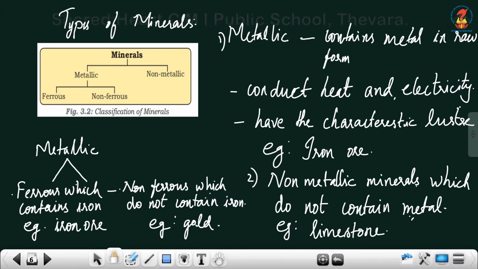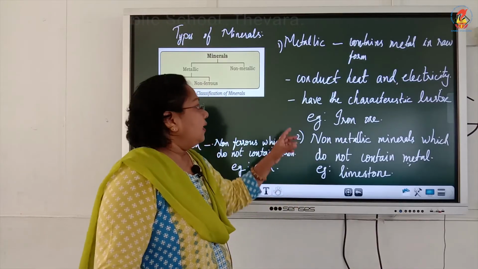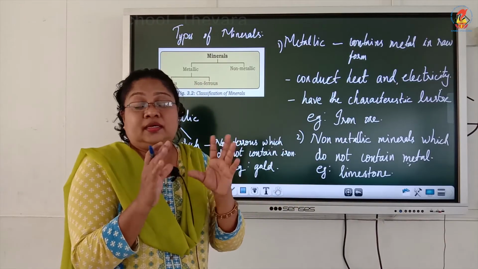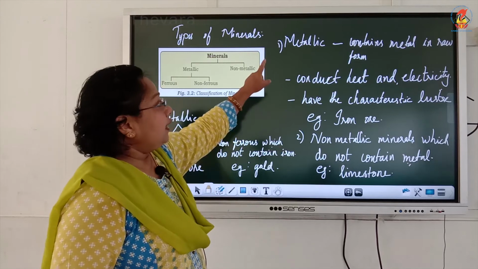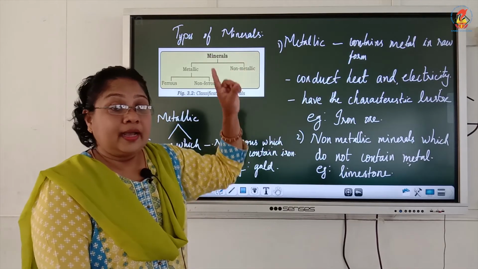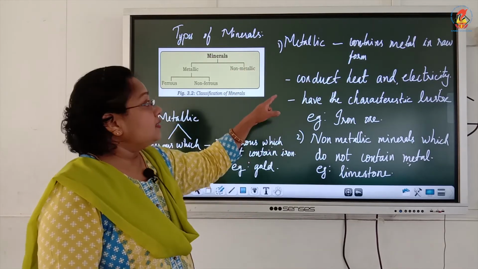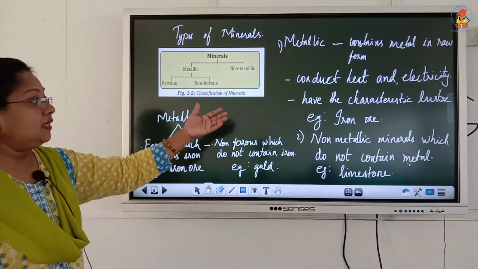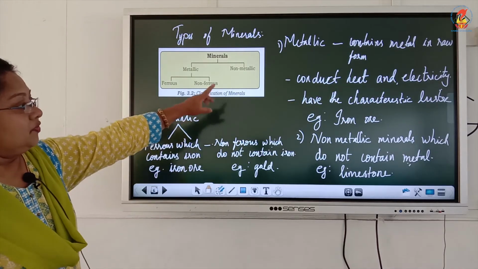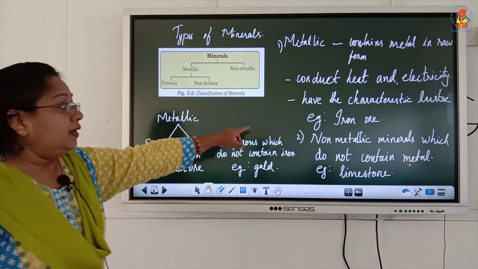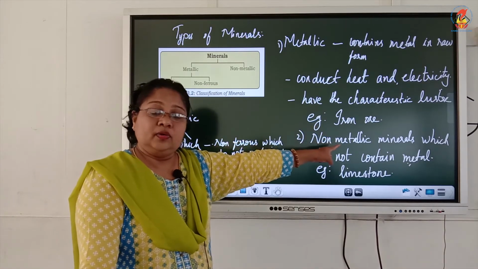Since it is metal, it conducts heat and also electricity, and it has a shining nature, a luster. So metallic minerals contain metal in raw form, conduct heat and electricity, and have luster. That is a feature of metallic minerals, and an example is iron ore.